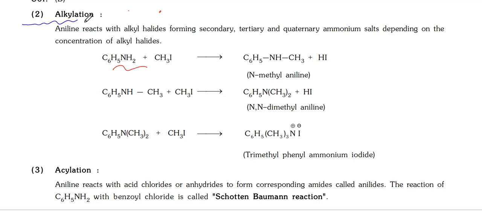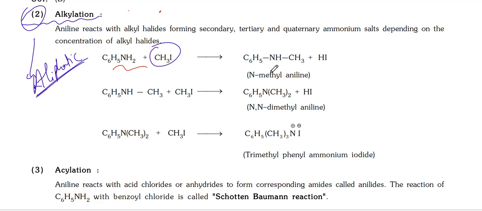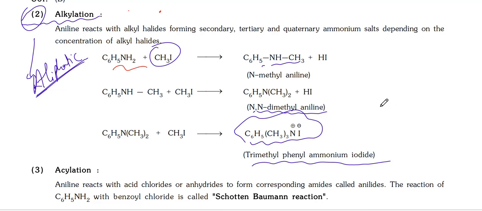Next, alkylation. Alkylation is also like the aliphatic we discussed, similarly. So aniline reacts with methyl iodide and forms N-methyl aniline. Next, N,N-dimethyl aniline. Next, trimethyl phenyl ammonium iodide is forming. There also a quaternary salt is there. Here also similarly.